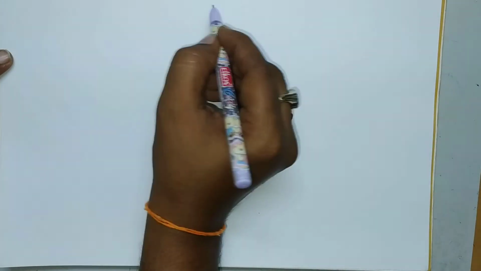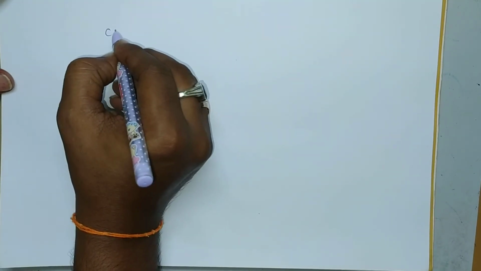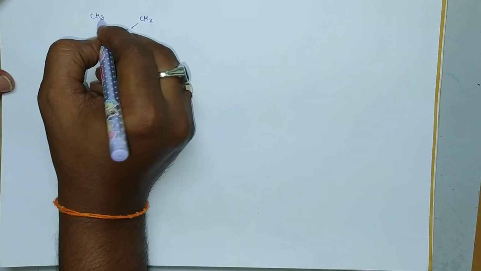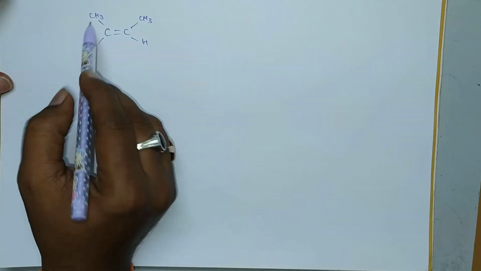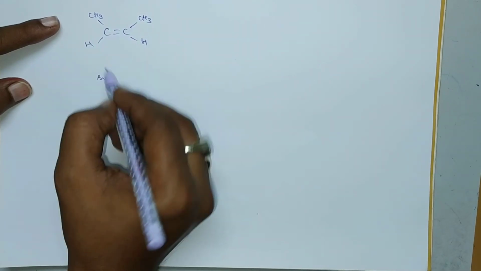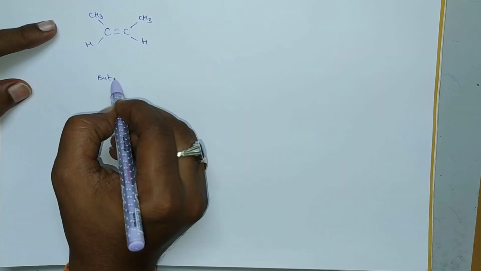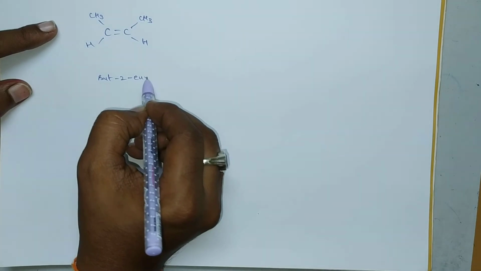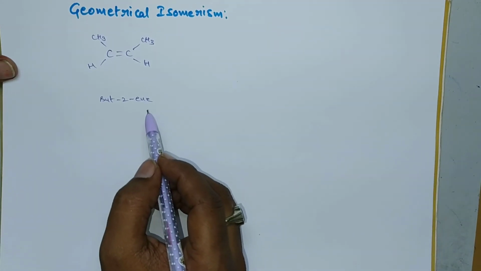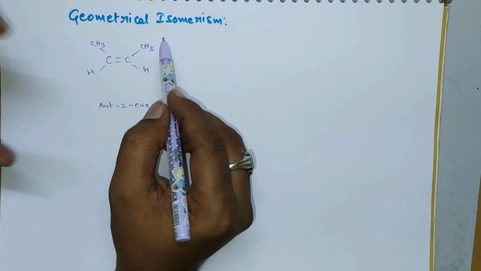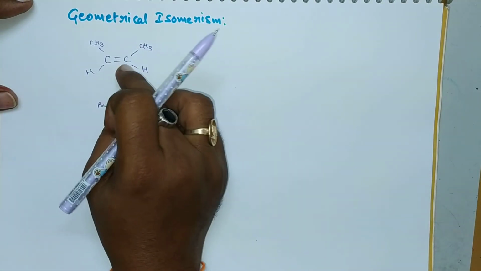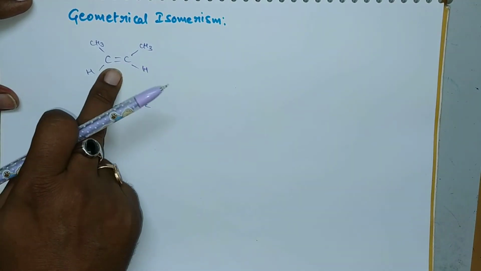This geometrical isomerism is observed in alkenes. So let us take an example. This one contains 4 carbons, that means but. A double bond is there, so butene. At the second position the double bond is there, so that's why it is but-2-ene. This but-2-ene will exhibit geometrical isomerism. Geometrical isomerism is also one type of stereoisomerism, where we have to rearrange the atoms around the carbon. This exists in the case of alkenes.